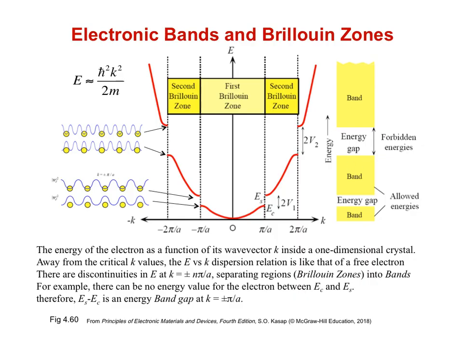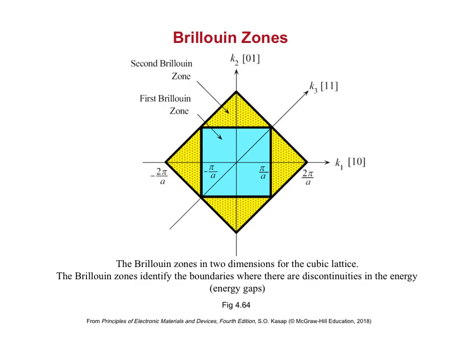However, in three-dimensional metals, this doesn't happen. In higher dimensions, we need to consider that the Brillouin zones are not isotropic. For a square lattice in 2 dimensions, the first Brillouin zone edge is at pi over a along the x direction and pi over a again along the y direction. The energy gaps that define the first Brillouin zone edge make a square in k space. The second Brillouin zone is just outside this square.